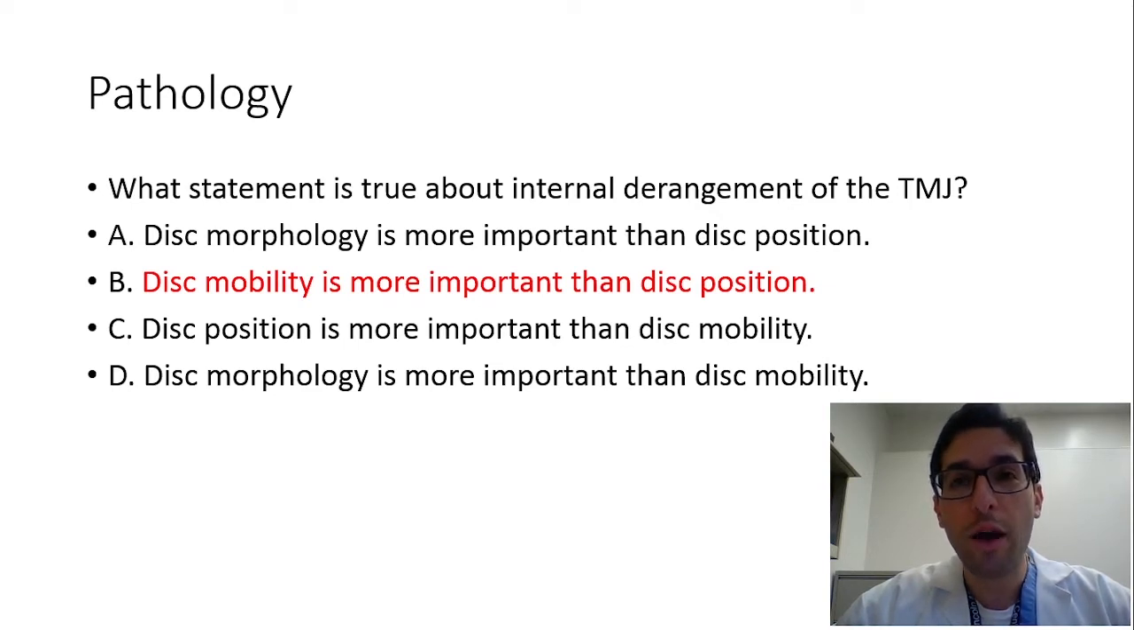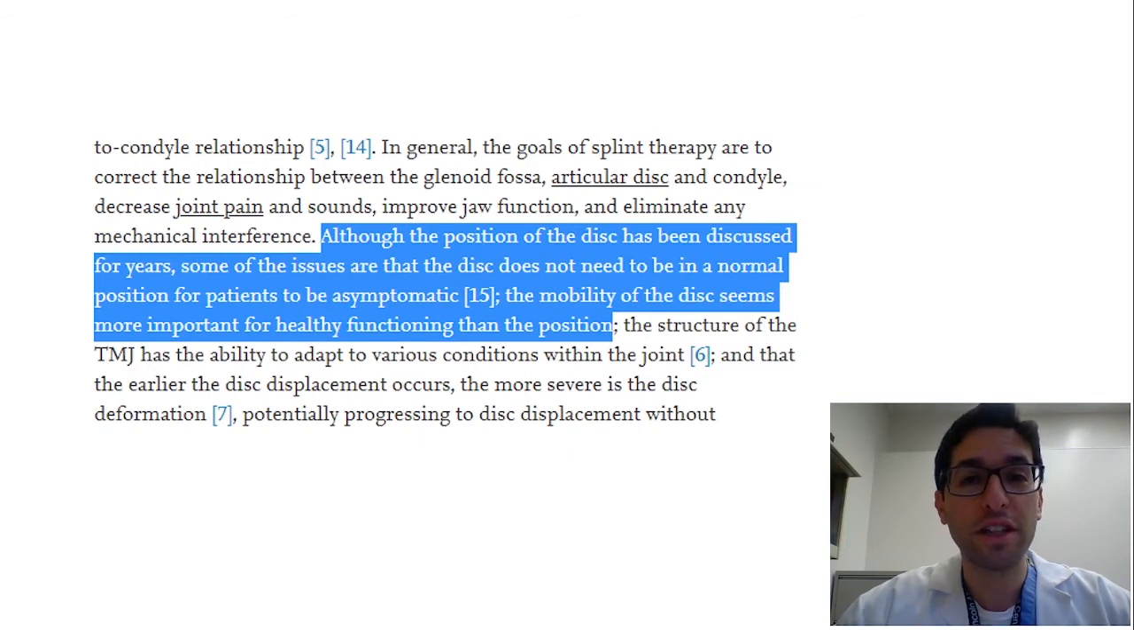For the last hour, all we've been talking about is position, position, position, right? We talk about abnormal positioning, and internal derangement is defined by being anteriorly displaced. A lot of the procedures are designed to reposition the disc. So all we keep talking about is position. How come now you're telling me mobility is more important? I didn't believe it until I looked it up, but the studies have shown, and they've done studies on this, that mobility is more important than the actual position.